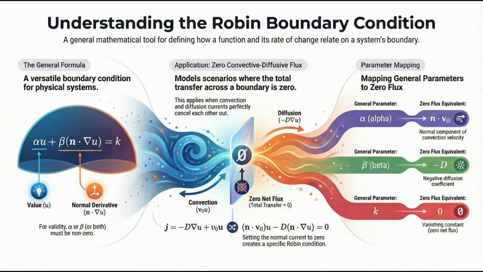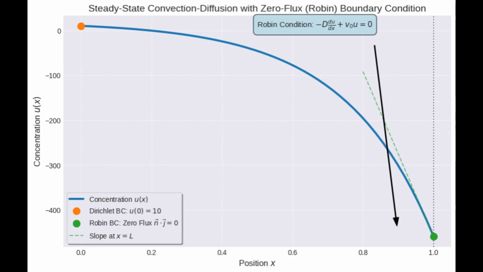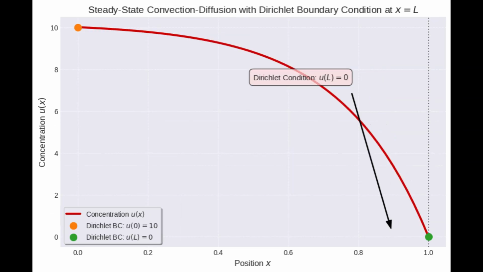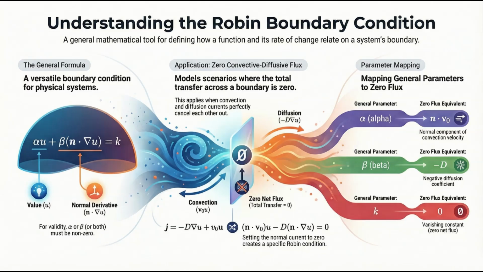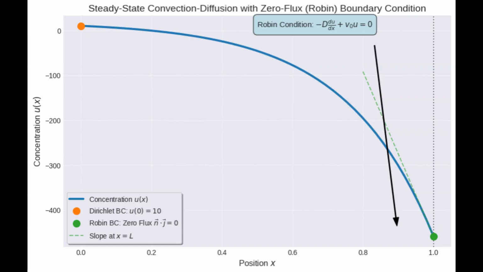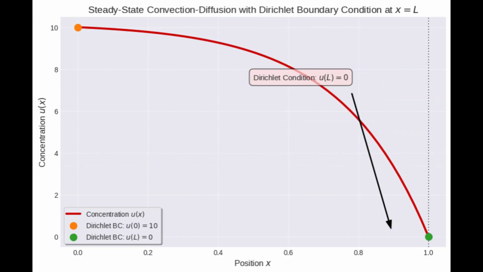And finally, let's compare this to the Dirichlet condition. It's the complete opposite. It acts like a powerful external sink, or a vacuum. By forcing the concentration to a fixed low value at the edge, it creates this massive imbalance. The result? A huge non-zero outward flow, dominated by diffusion as material rushes out.